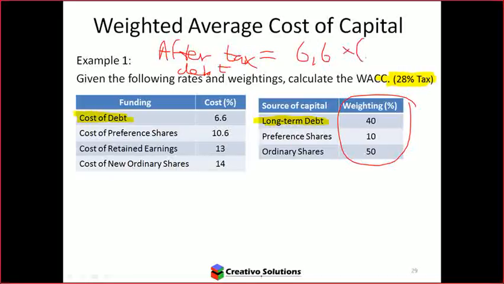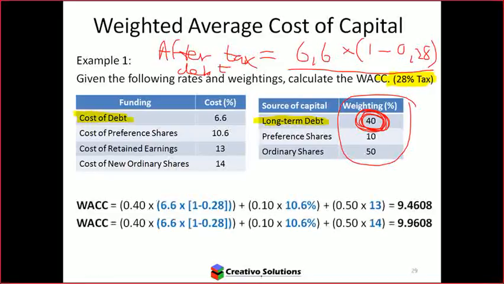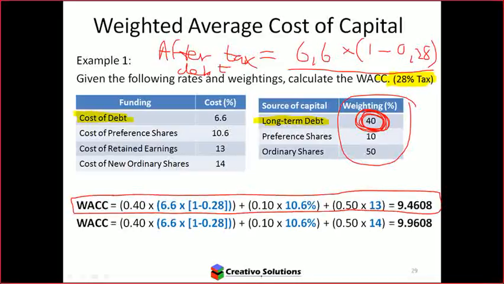6.6 times what? 1 minus the 28% tax, yes. And see, that gives me the after-tax. Okay, how much of the total is coming from debt? How much, guys? 40%. Okay, so there's the weighted average cost of capital, using the 40%, the 10%, and the 50%.